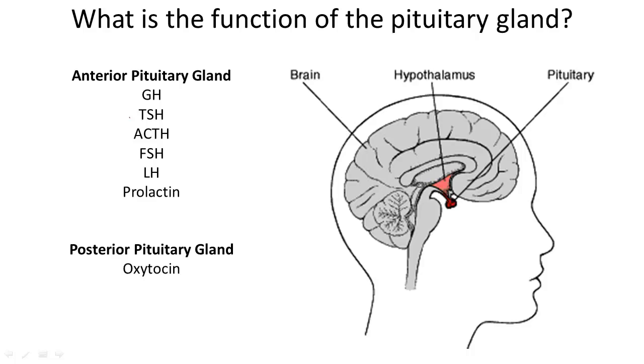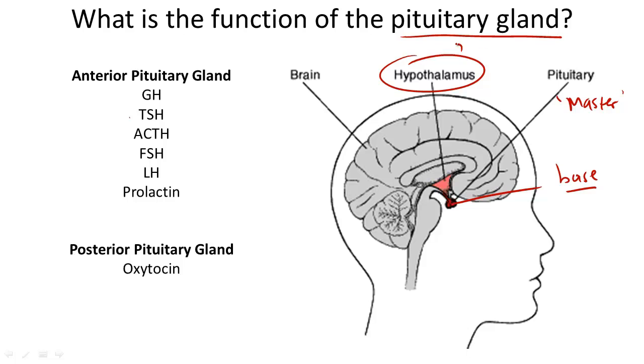What is the structure and function of the pituitary gland? Well, it is sometimes called the master gland. The pituitary gland is located at the base of the brain, and it controls many body functions as well as other endocrine glands. The pituitary gland, however, is controlled by the hypothalamus, which is why this is highlighted here as well.